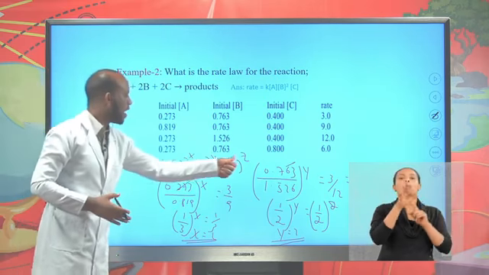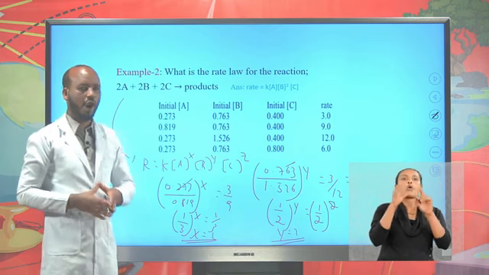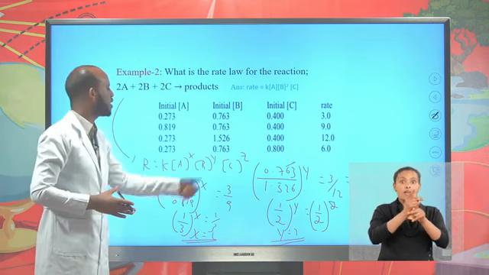To get the value of Z, vary the concentration of C while keeping the concentrations of A and B constant.